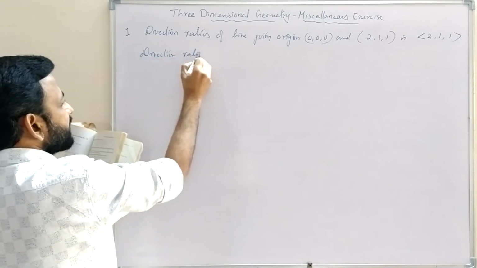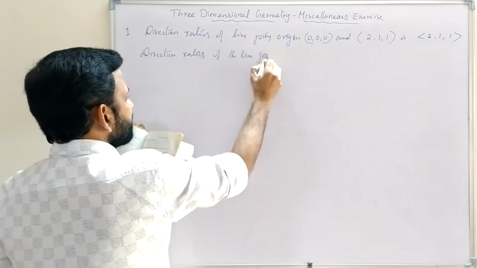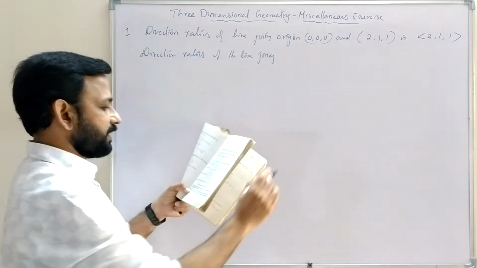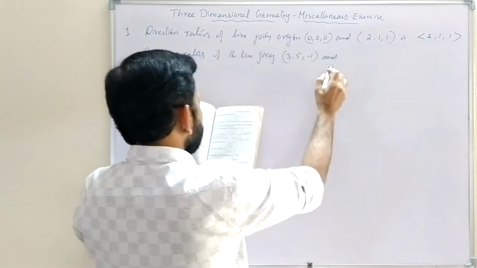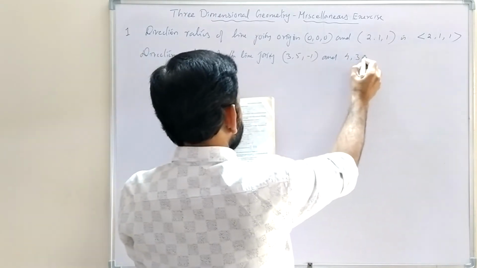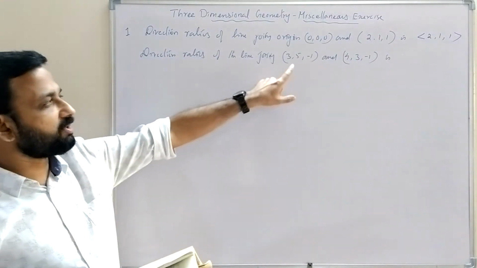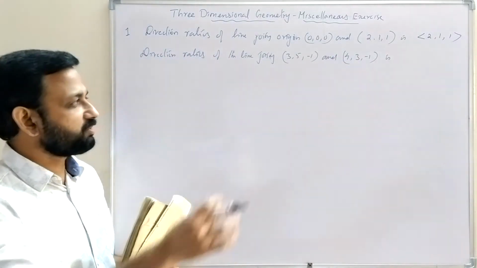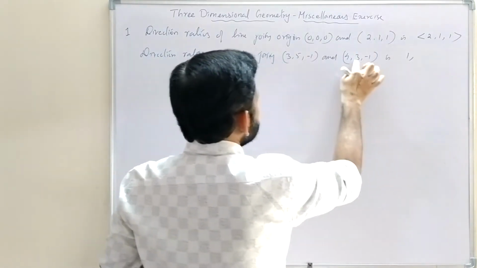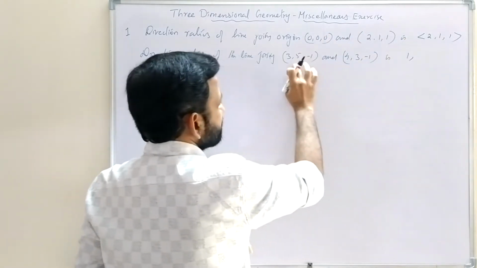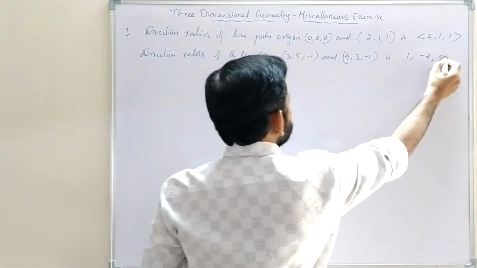Then we can find direction ratios of the second line, the line joining the points 3, 5, minus 1 and 4, 3, minus 1. Then we will find the direction ratios of the line joining these 2 points, x2 minus x1, y2 minus y1, z2 minus z1: 4 minus 3, that is 1, 3 minus 5, that is minus 2, and minus 1 minus minus 1, that is 0.